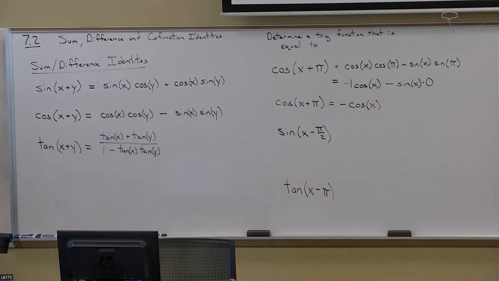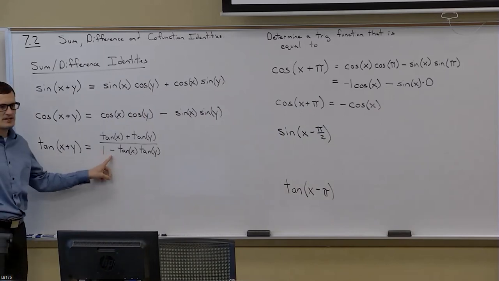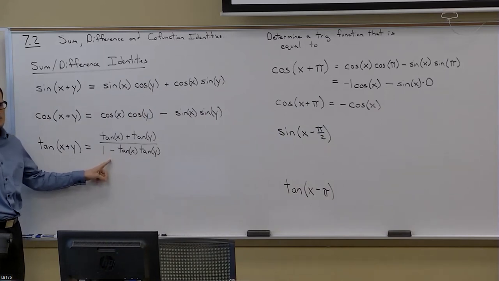By the way, the printed out versions of the ones I just gave out in class originally had the wrong denominator. I tried to fix that. It should be a minus, right? For the tangent sum difference identity.